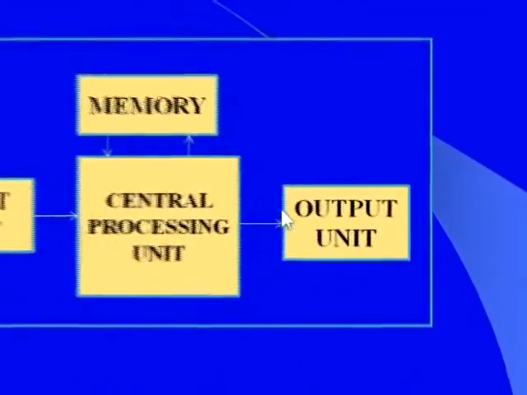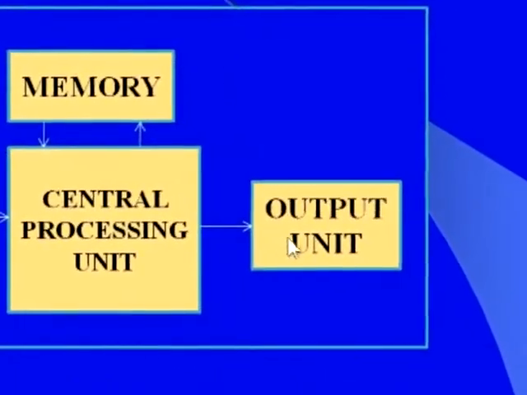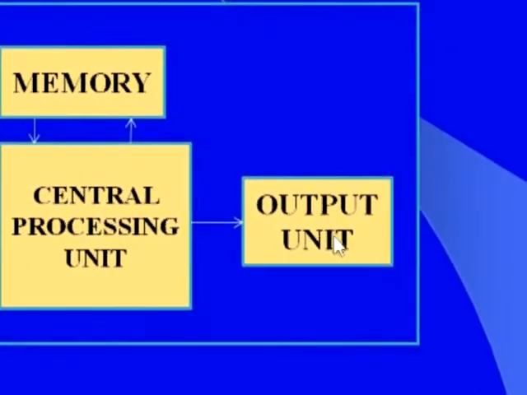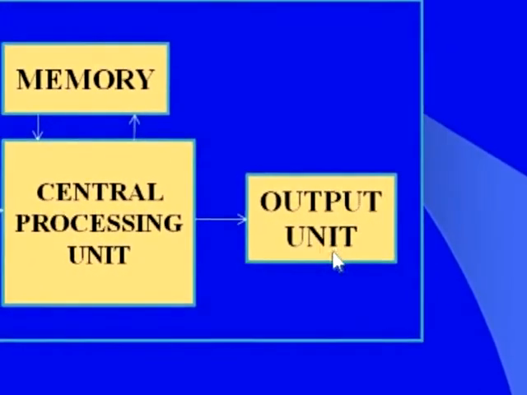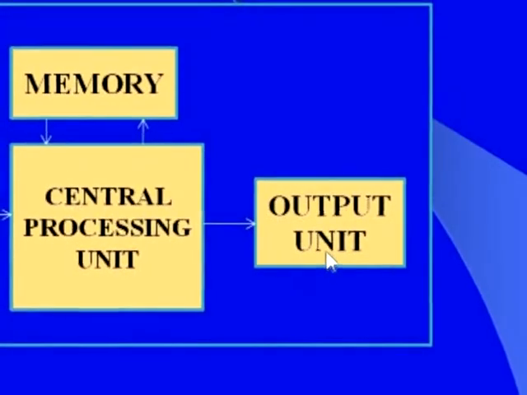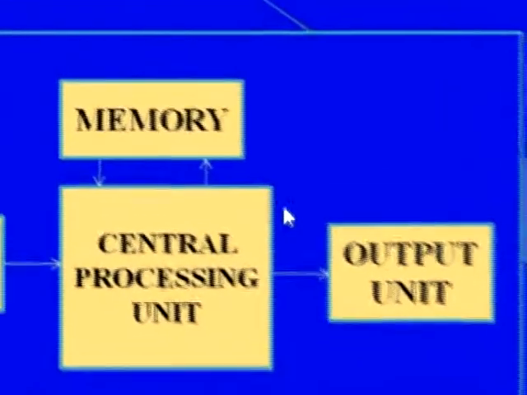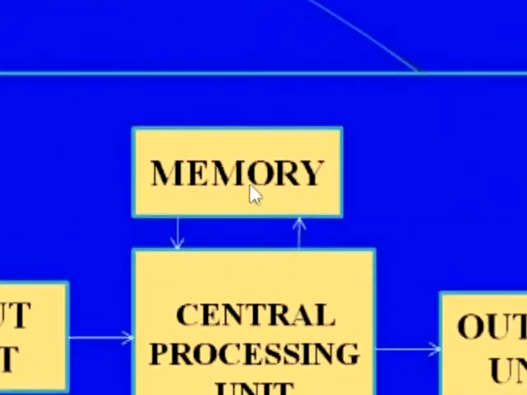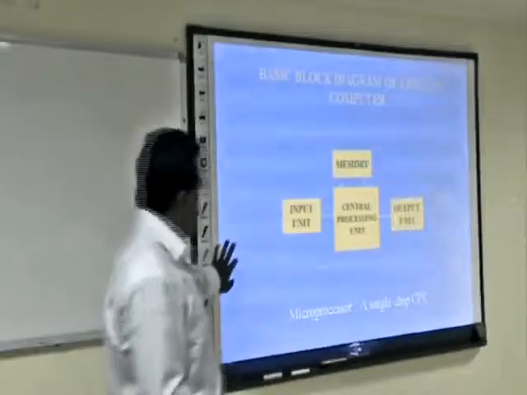Another component is the output unit, which is used to view the processed output. Examples of output units are the computer monitor, printer and plotter. Yet another component is the memory unit, which is used to store the program as well as data.